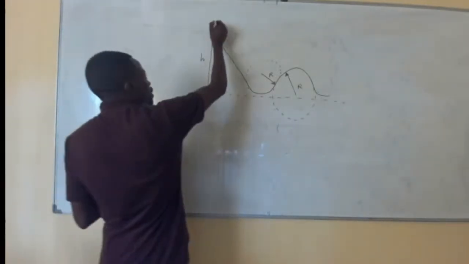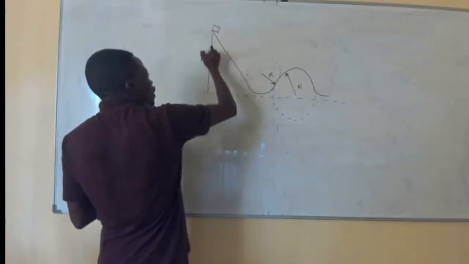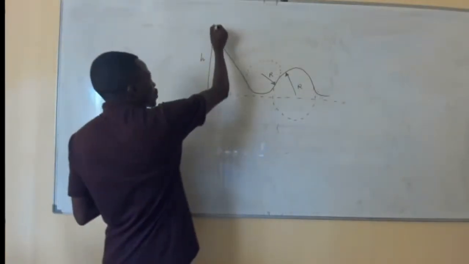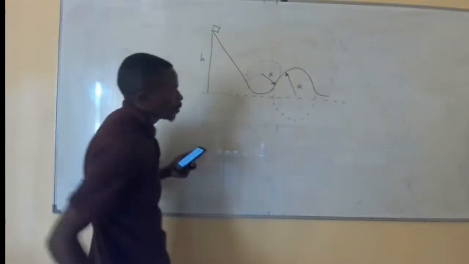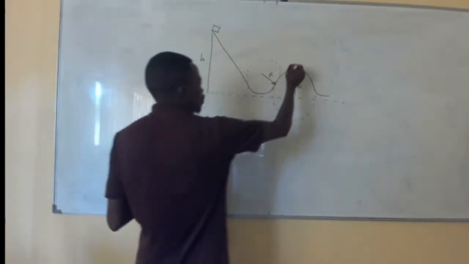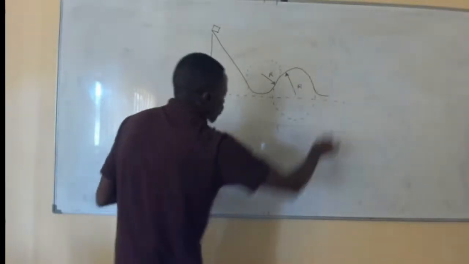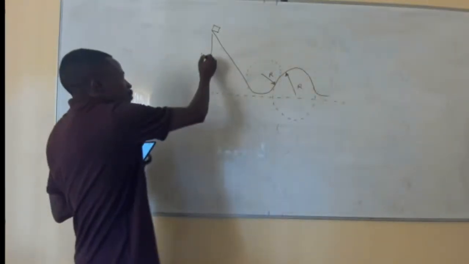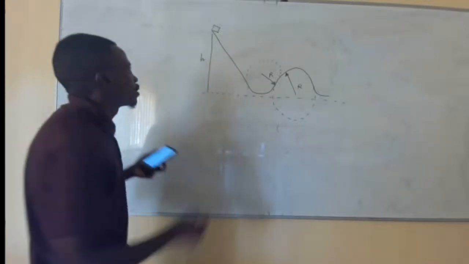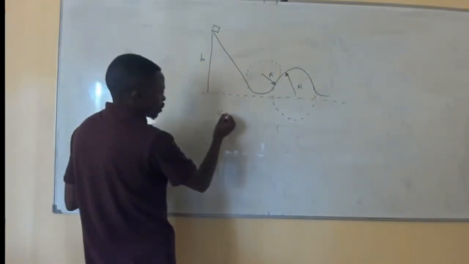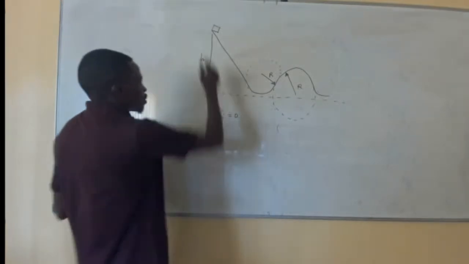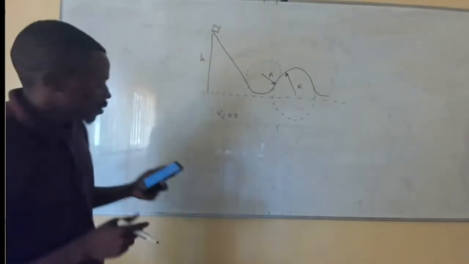So as the car starts here, we need to find the maximum height such that when this car starts, as it goes down the valley and up the uphill there, it does not fly off, but rather remains on the track. So we need to find the maximum height that we need to give this thing. Remember that our initial velocity is 0 since this thing is coming from rest.